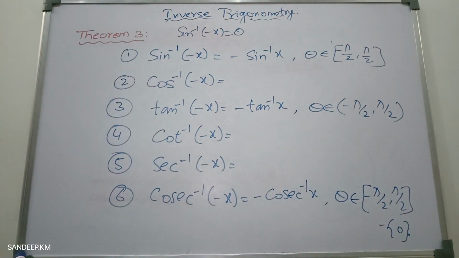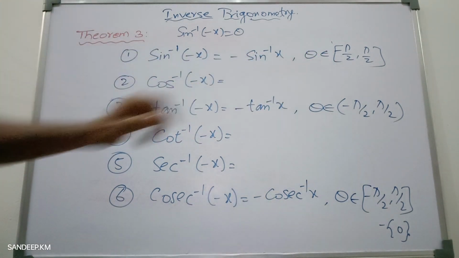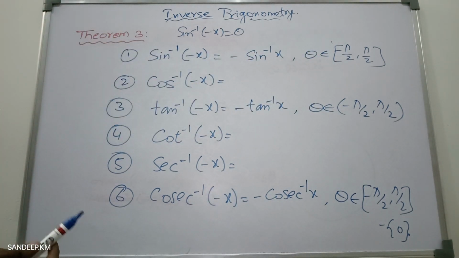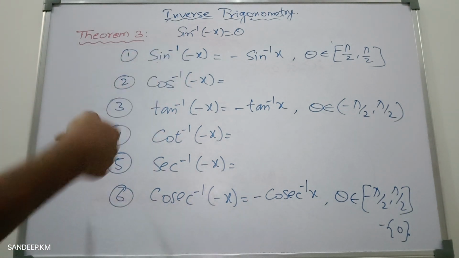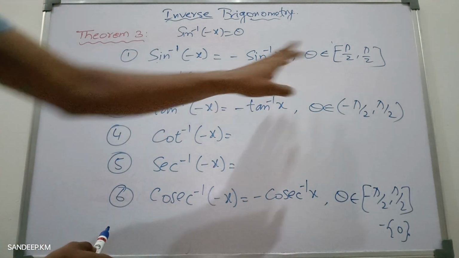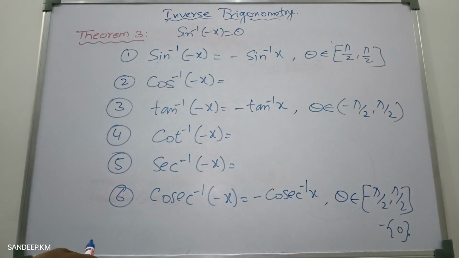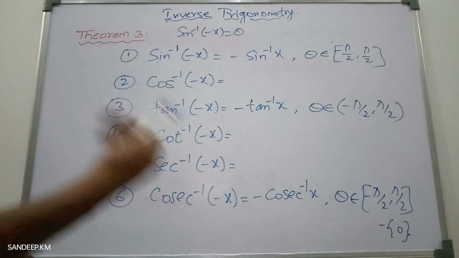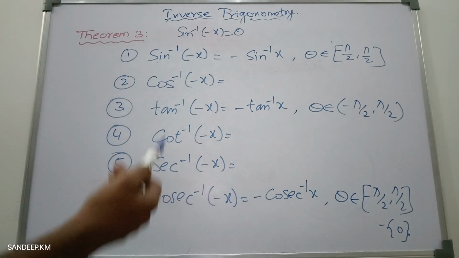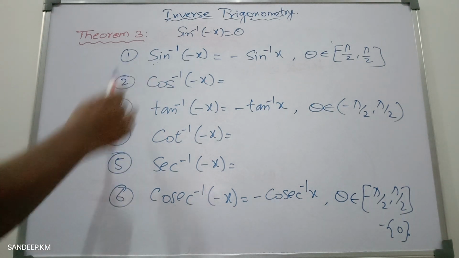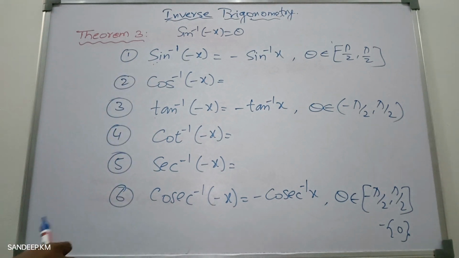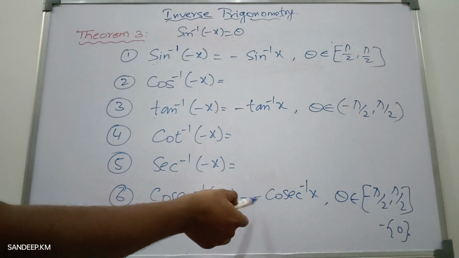Are you observing one similarity here? Wherever theta is between minus 90 and plus 90, under the range of sin inverse of minus x, it is between minus pi by 2 comma plus pi by 2. For which inverse trigonometric functions is the range between minus 90 and plus 90? It is for sin inverse of minus x, tan inverse of minus x and cosec inverse of minus x. For them only minus will come.